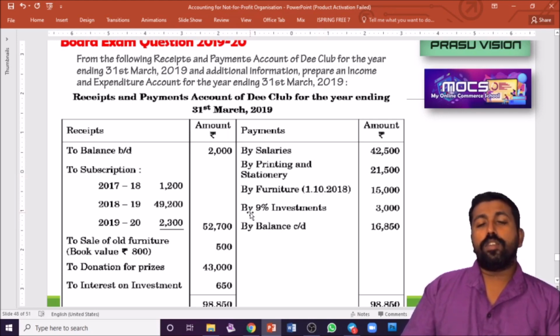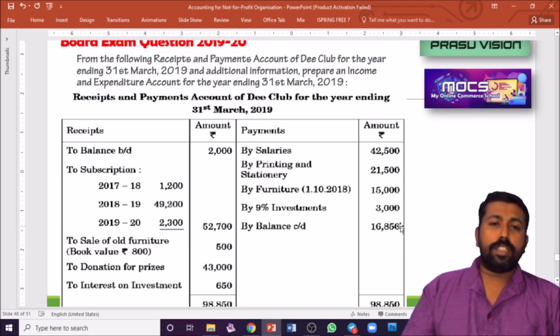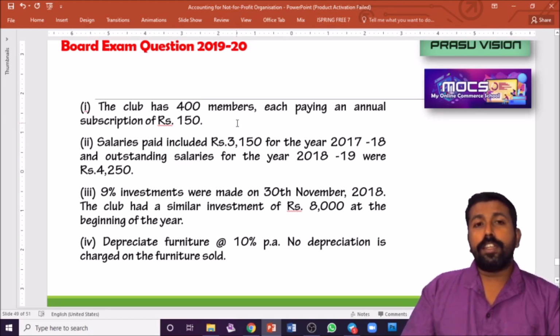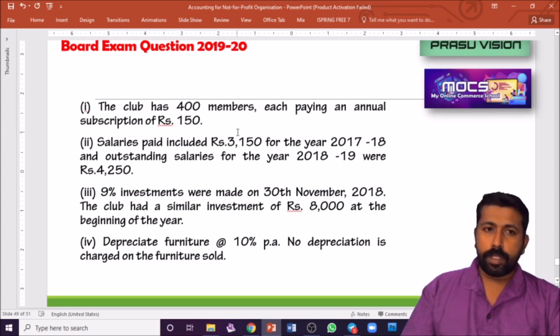Furniture is an asset, so it is capital expenditure. 9% investment is there. We have to find out the accrued interest. And the balance carried down is the closing value of cash. And some other additional information is there. The same 400 members are there in the club. They are paying 150 as the subscription amount. So what actually have we received during the year? 400 into 150. And we have to find out whether there is any outstanding or received in advance amount.